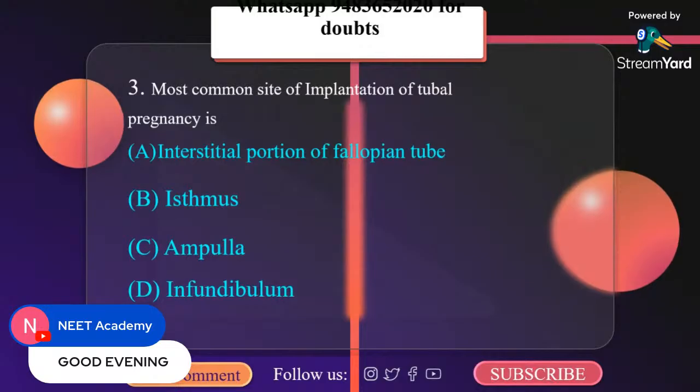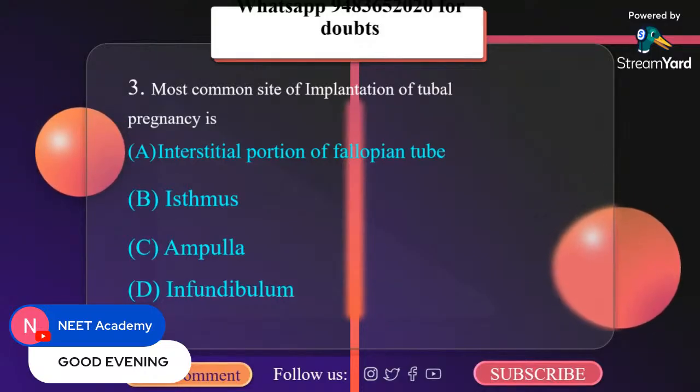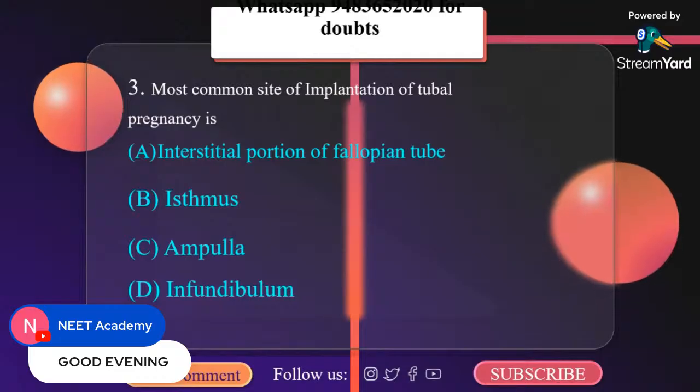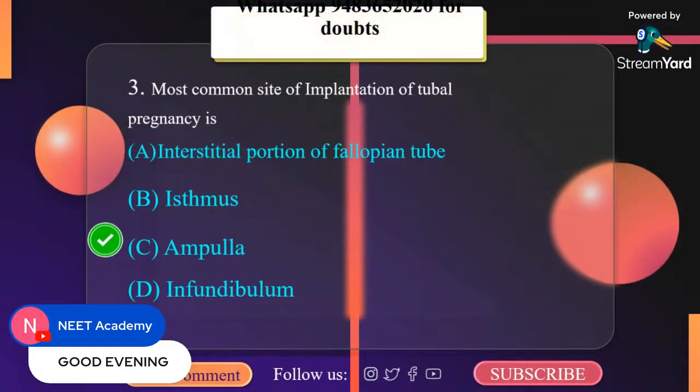Most common site for implantation of tubal pregnancy is A. Interstitial portion of fallopian tube, B. Isthmus, C. Ampulla, D. Infundibulum. It is ampulla.